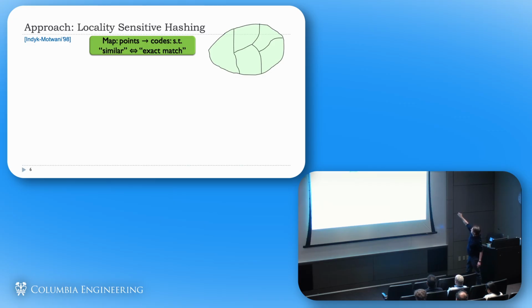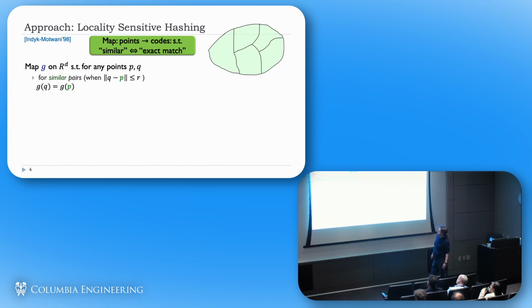This part, for example, is the part of all the points that map to the same code, let's say 1, and this will be all the points that map to code 2, and so forth. So this is just a map, and what it allows you to do is that things which are similar will now have an exact match under this map. Formally, this is a map from high-dimensional space into some discrete universe, such that for similar pairs, the points which are close, their hash codes are equal, they're in the same part.